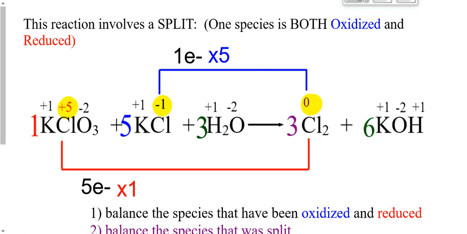Remember when you draw your connecting lines that they must always go across the arrow. You would never try to connect, for example, these 2 chlorines to each other because there was no reaction where one changed into the other.